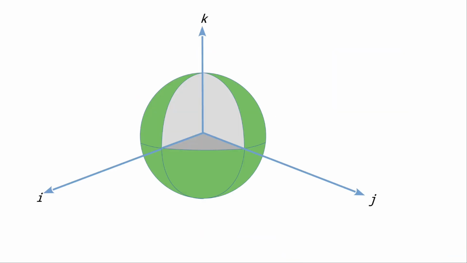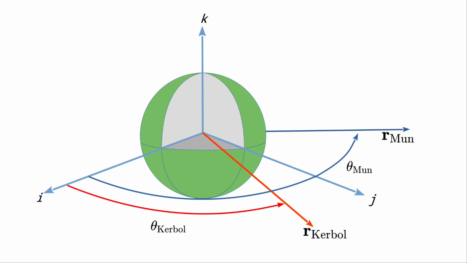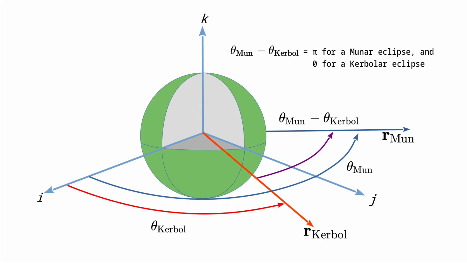Now let's reintroduce the vectors r_moon and r_Kerbol in the KCI system. Here's r_moon, and with it we've defined a new angle, theta_moon, which is the angle between the I-axis and r_moon. We can do the same for r_Kerbol and theta_Kerbol. We now describe the angle between r_moon and r_Kerbol as the difference between theta_moon and theta_Kerbol, which is of course pi radians, or 180 degrees, for a Munar eclipse, and 0 for a Kerbolar eclipse.